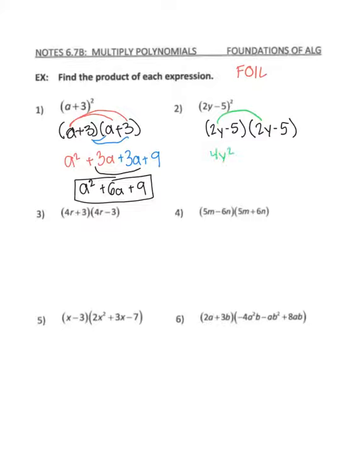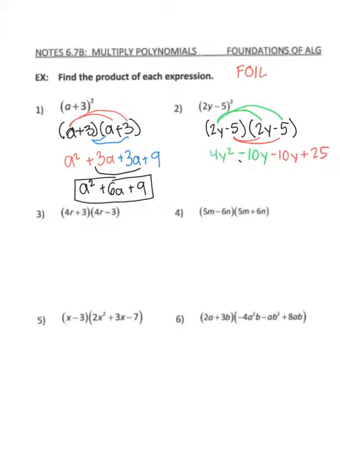Then I have my outside terms. 2y times negative 5 gives me minus 10y. Then my inside terms, negative 5 times 2y is minus 10y. And my last terms gives me negative 5 times negative 5 is positive 25.